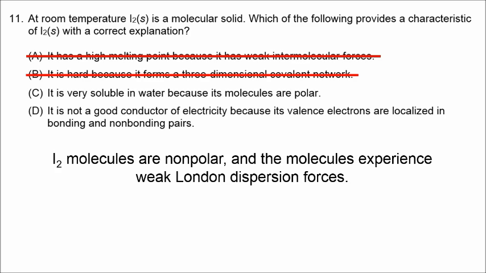It's not a three-dimensional covalent network. It's going to be a molecular solid. And we know it is nonpolar, so it cannot be C, where it talks about the molecules being polar. It is not a good conductor of electricity because its valence electrons are localized in bonding and non-bonding pairs. So molecular substances are non-electrolytes.